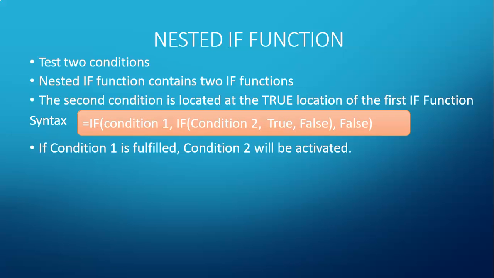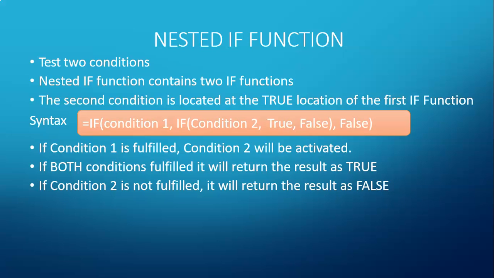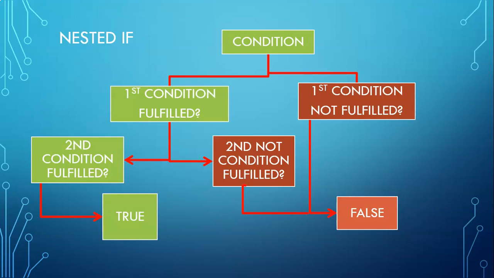So the nested if function: if condition 1 is fulfilled, then condition 2 will be activated. And if both conditions are fulfilled, then the result will become true. But if condition 2 is not fulfilled, it will return the result as false. And if condition 1 is not fulfilled, definitely it will become false. Right? Okay, let's have a look in view of the diagram.